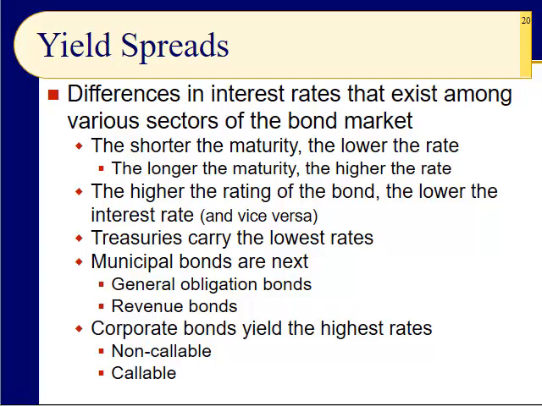And then muni bonds are next, right? General obligation bonds normally having better quality than revenue bonds, but not always. And then corporate bonds being the least secure, so carrying the higher rates. And non-callable more than callable because investors would rather have a non-callable bond than a callable bond.